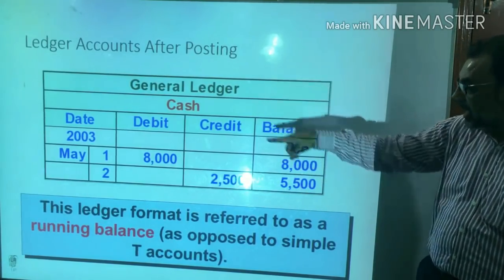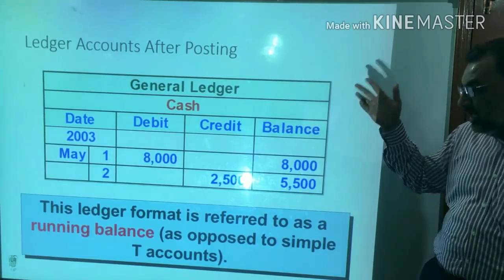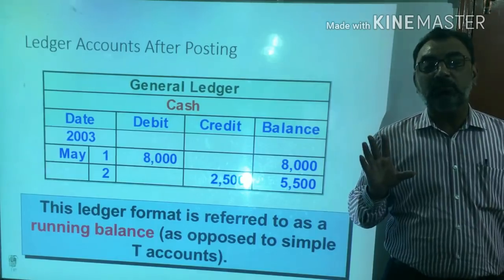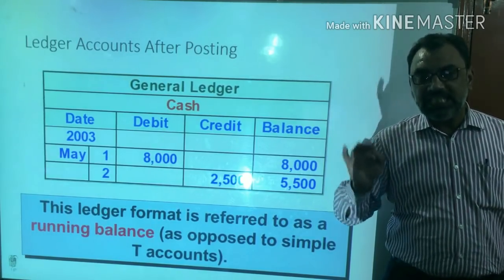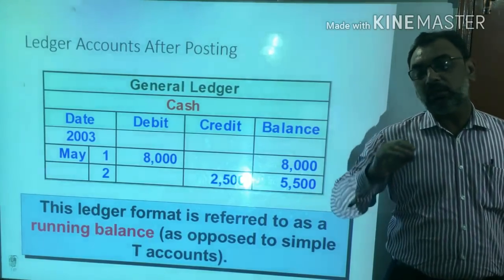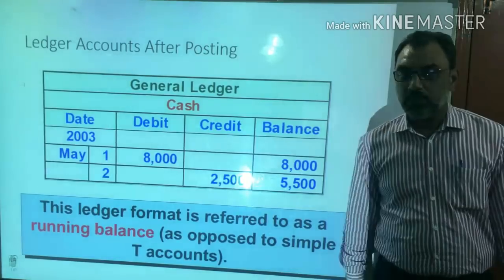So this ledger format is referred to as running balance, as opposed to the simple T account where we will not balance off periodically or perpetually after each and every transaction. We will balance off at the end of that fiscal period.